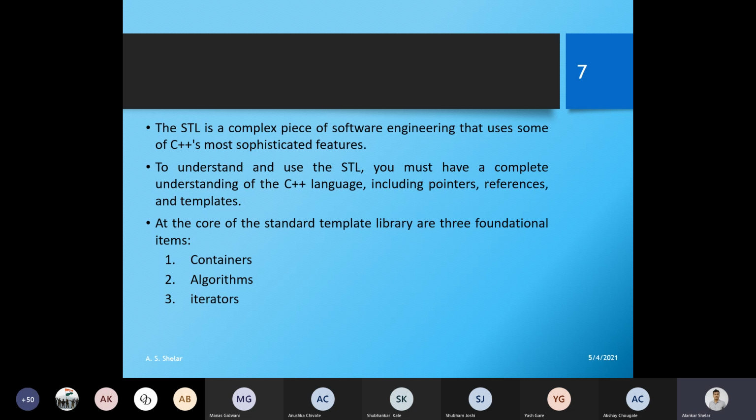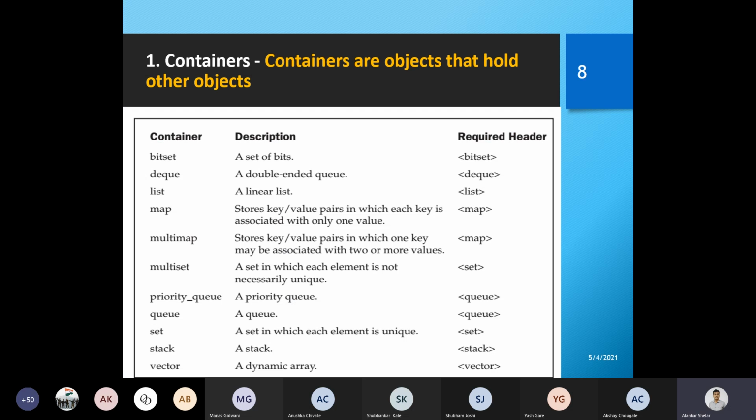Okay. So three important concepts for the Standard Template Library we have to understand. First is container. What is a container? Containers are objects that hold other objects. So it's one object which holds other objects, and the objects may be of any type. So what inbuilt container classes are available? First is bitset. Then we have deque, list, map, multimap, multiset, priority queue, queue, set, stack, vector.